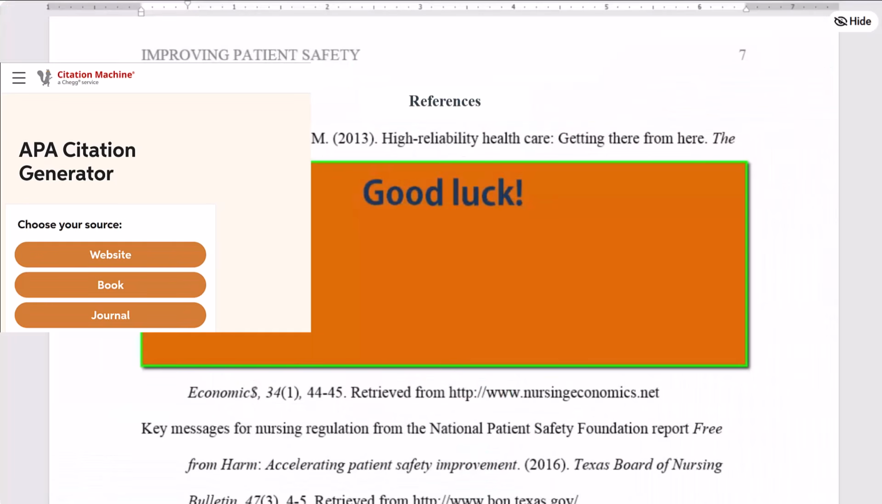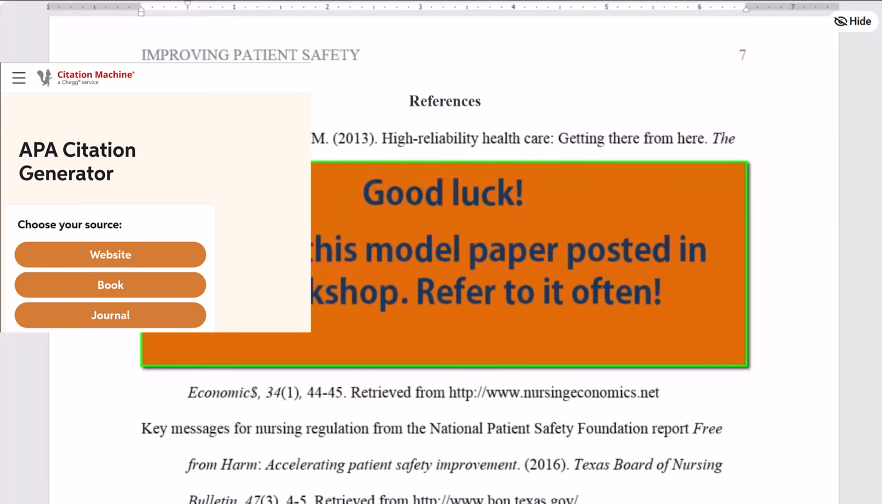Okay, good luck on your research essay. This model paper will be posted in order for you to refer to, and we hope that you do so often.